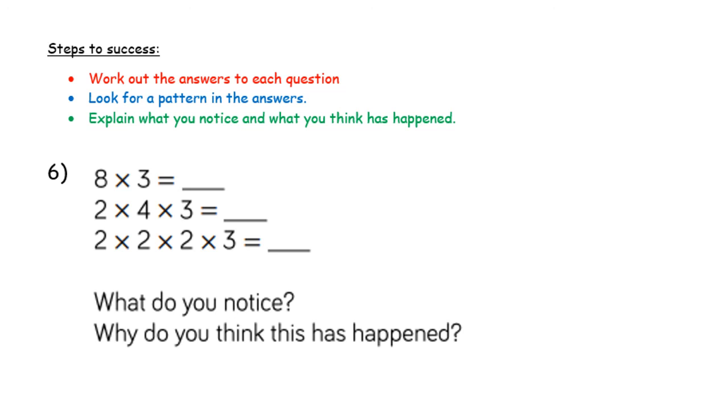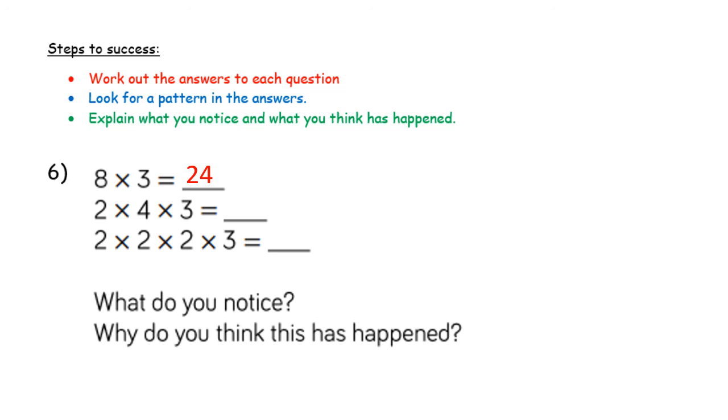Moving on to your final question. Okay? We've got 8 times 3 equals something, 2 times 4 times 3 equals something, and then 2 times 2 times 2 times 3 equals something. So then it says, what do you notice and what do you think has happened, or why do you think this has happened? So basically, we know that 8 times 3 is 24. Okay, we've got to work out the answers to each question and look for a pattern.